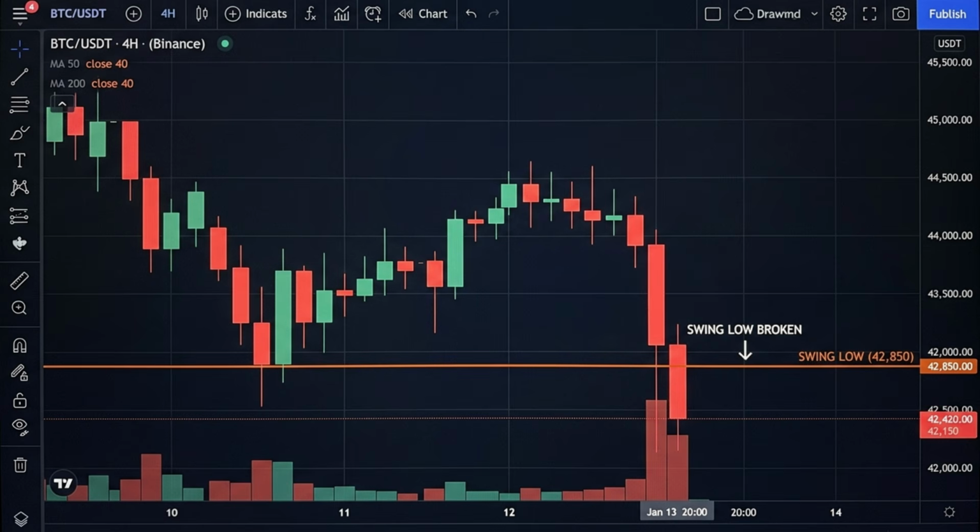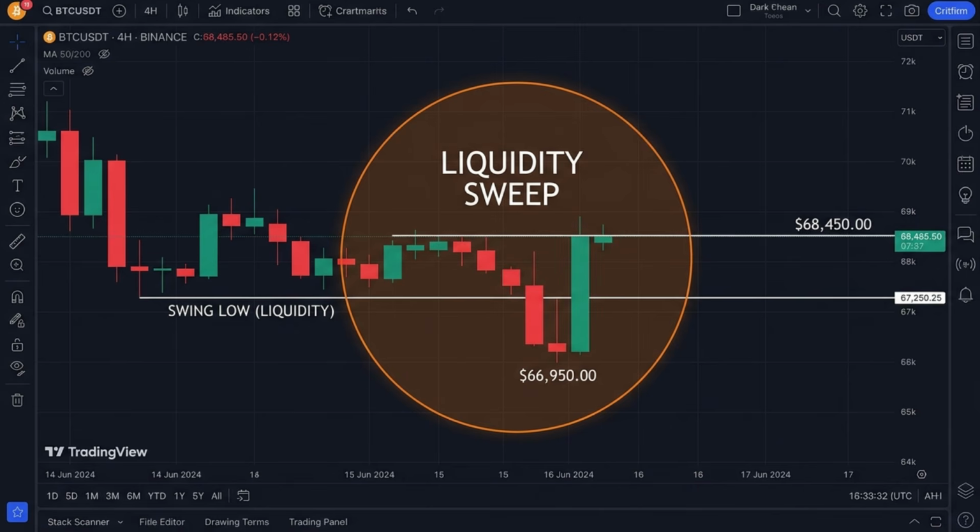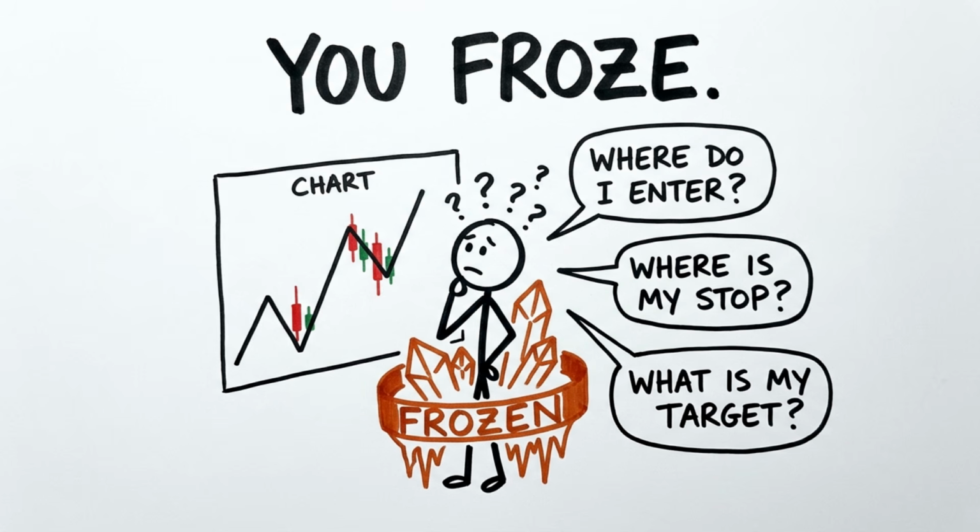You see the sweep happen. Price breaks below a swing low. Stops trigger, then price reverses sharply back up. You know what just happened. A liquidity sweep. But you froze.